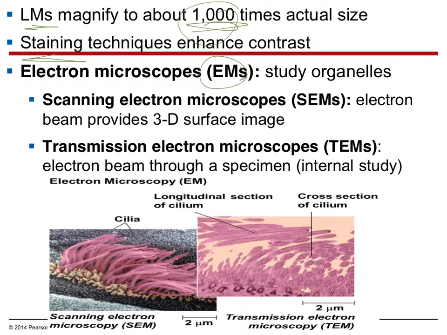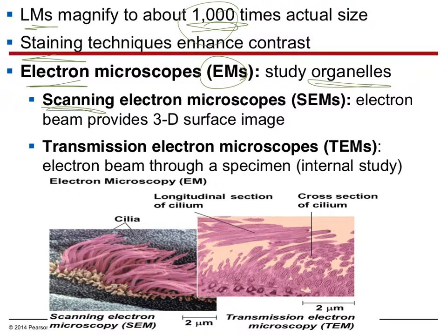The electron microscopes are a different type of microscope using electrons, not light. And with these, we can see organelles or structures that are even smaller. We can go about 100 times again what we can see with the light microscope, so down into the nanometer range. There are 2 types of electron microscopes.